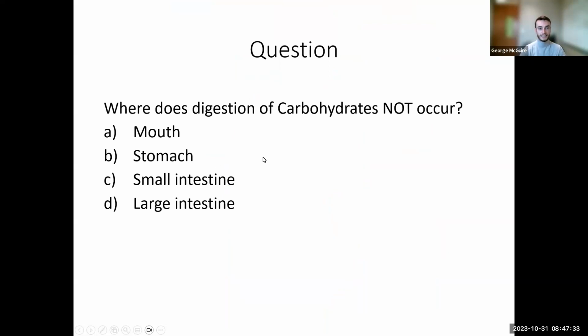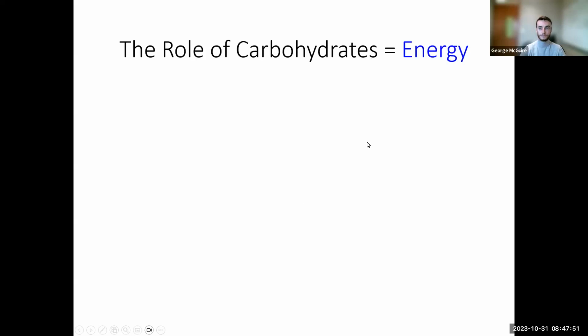So just to explain this, but take a second to think, where does digestion of carbohydrates not occur? Hopefully you were able to pick the stomach here. Right? So we have mechanical and chemical digestion in the mouth, chemical digestion in the small intestine, and then chemical digestion of fiber from the bacteria in our large intestine.